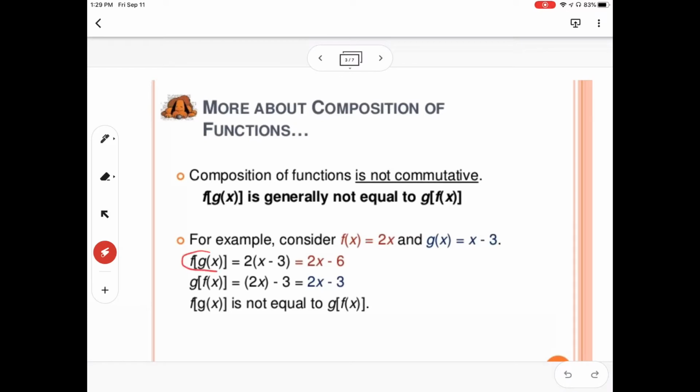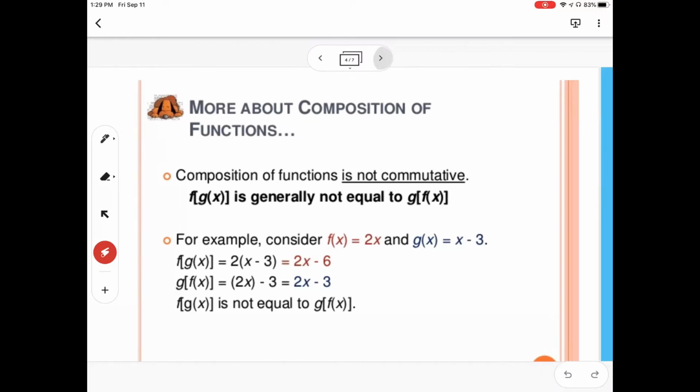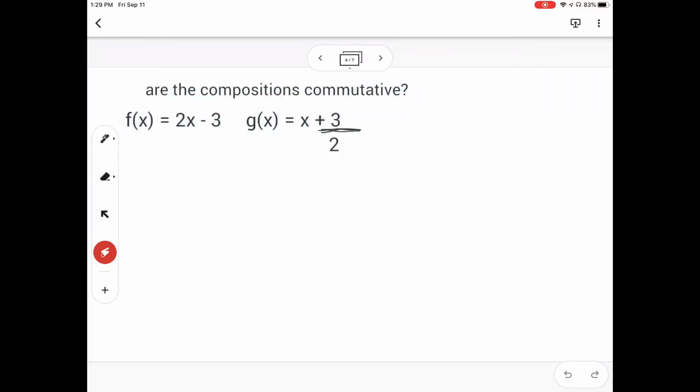So basically, all you do is test both directions. So do f of g, get an answer, then do g of f. So swap the g and the f, see if these two answers are the same. So in this example, they're not the same, so they're not commutative. Right? So we're going to practice.